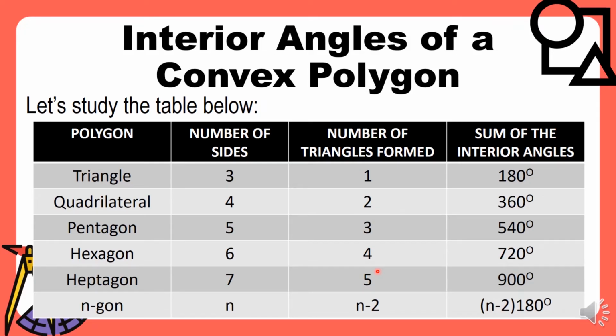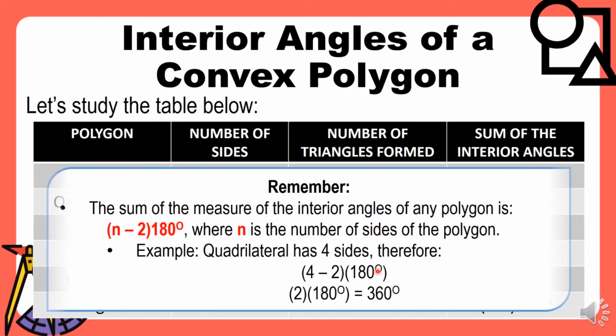And do not forget to remember, n minus 2 times 180 degrees is the formula to find the sum of the interior angles of a convex polygon. Remember, the sum of the measure of the interior angles of any polygon is n minus 2 times 180 degrees, where n is the number of sides of the polygon. Example, quadrilateral has 4 sides. Therefore, 4 minus 2 times 180 will be 2 times 180 is equal to 360 degrees.